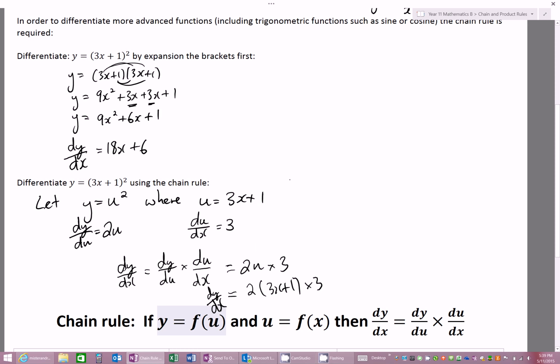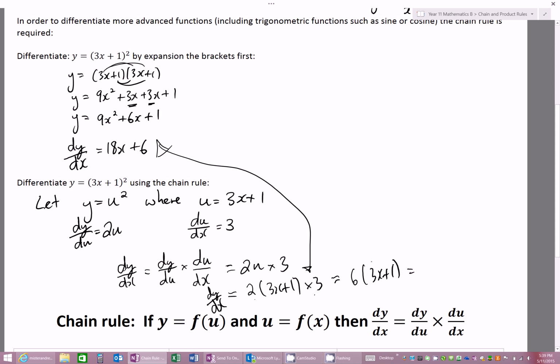Is this the same as what I got up here? Are they the same? Well, let's have a look. I could multiply these two numbers together. 2 times 3 gives me 6. And then I can expand these brackets, 18x plus 6. Oh, it's the same. So what we've shown is that using this idea, replacing this inside function with u, differentiating both functions, multiplying them together, we get the same result as we did just by using expansion.